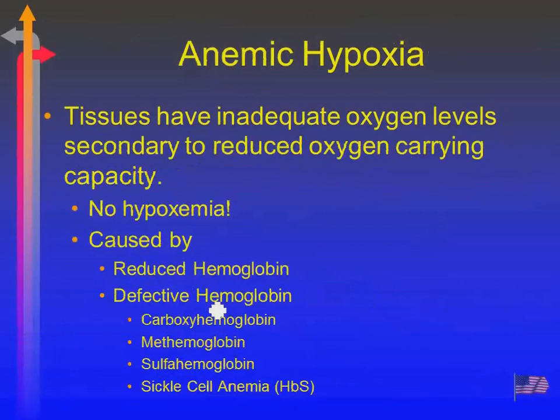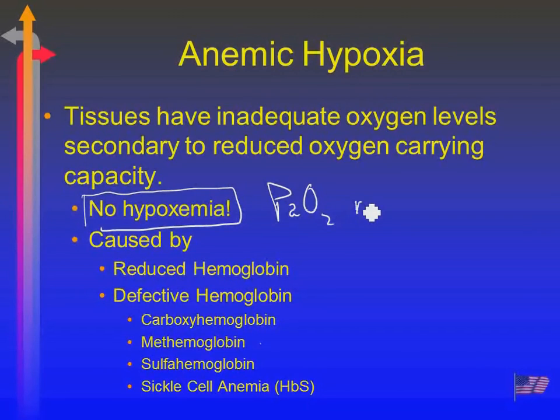Type number 2 is anemic hypoxia. And anemic means that we have insufficient amount of hemoglobin, or what hemoglobin is there is defective. This is a situation where the arterial value, the PaO2, is normal. The problem is not that the oxygen level is low. Follow me there? So I could have just simply a reduced hemoglobin, and my hemoglobin level is equal to 7.0 grams per deciliter.